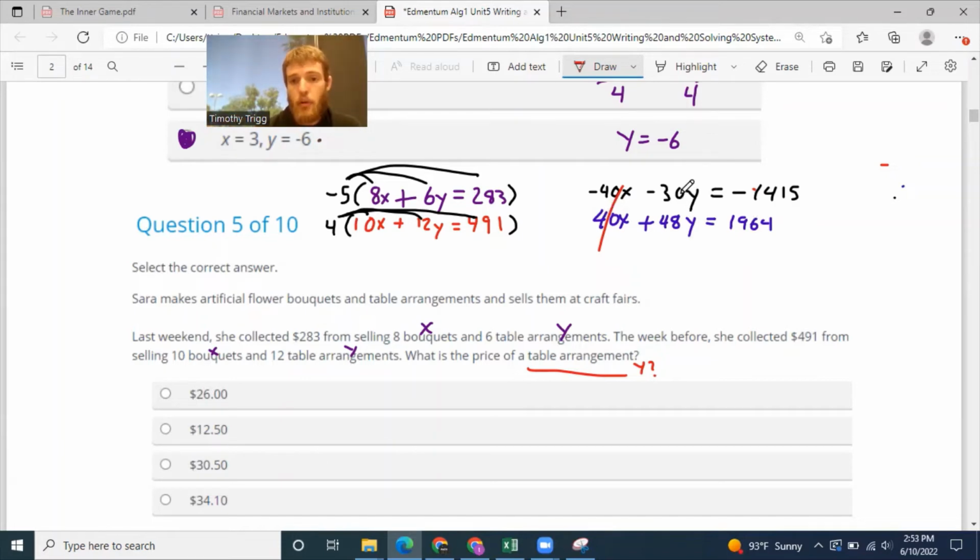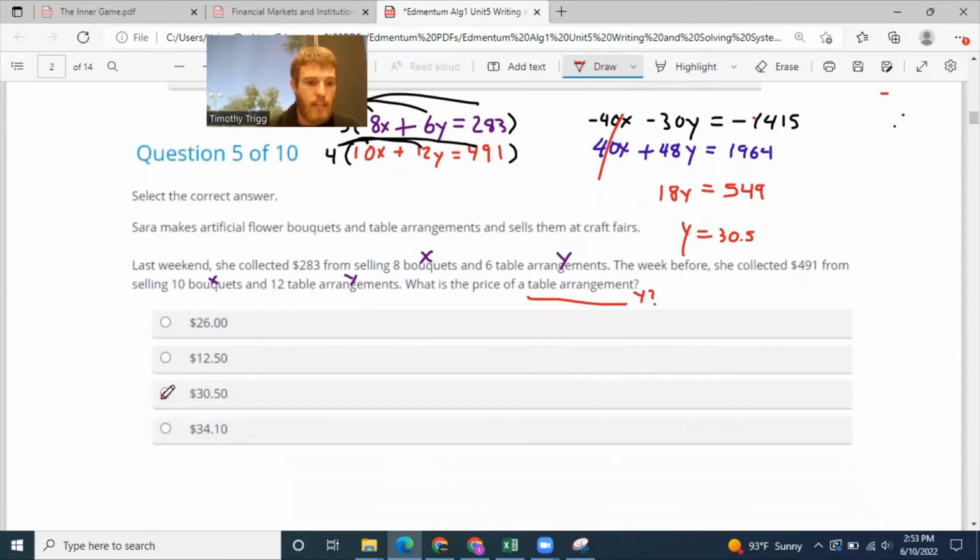Okay, so -30y plus 48y is positive 18y. It's positive because we have more positives there. Then -1415 plus 1964 is 549. Go ahead and divide both sides by 18 to give us 30.5. So y equals 30.5, okay? Which essentially means $30.50 in terms of money, right? Because we're dealing with money.